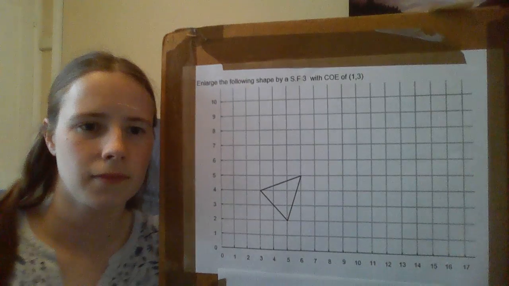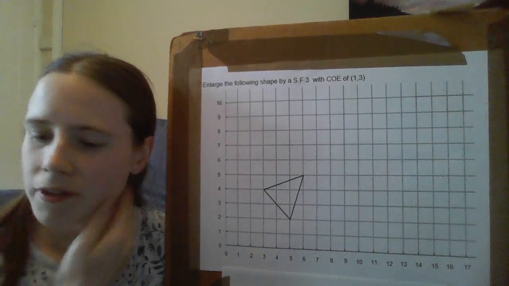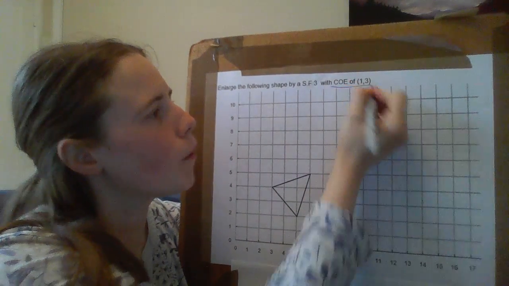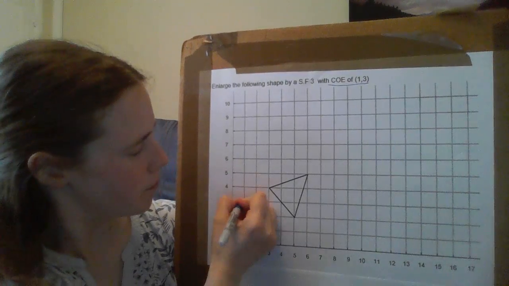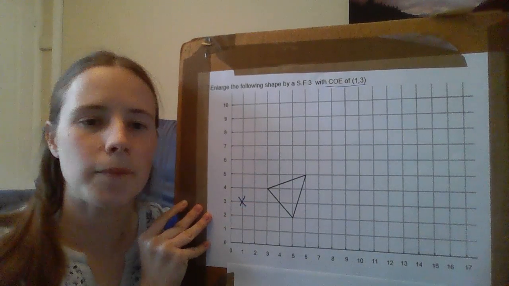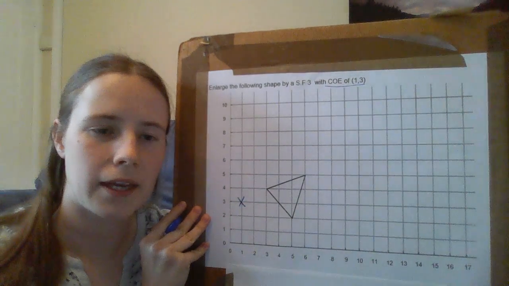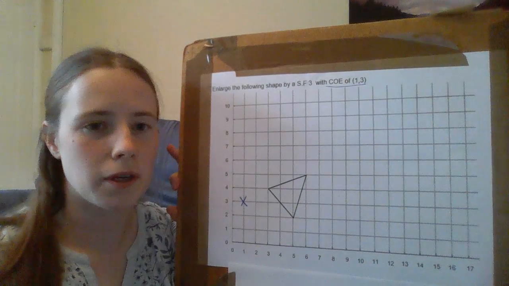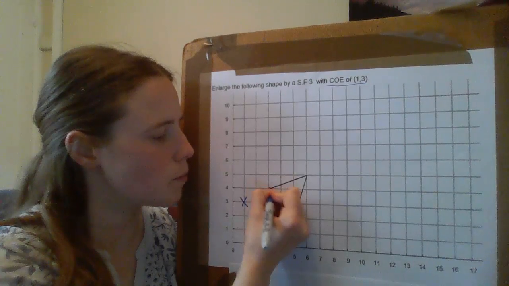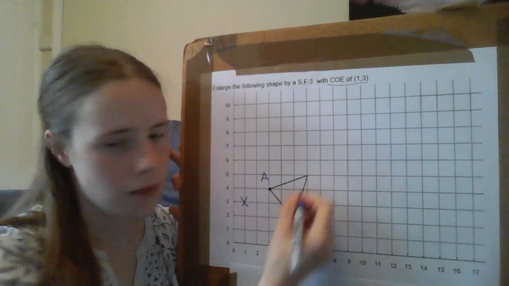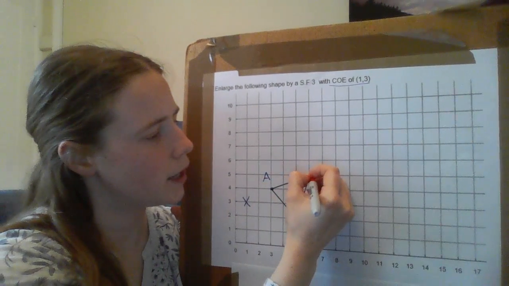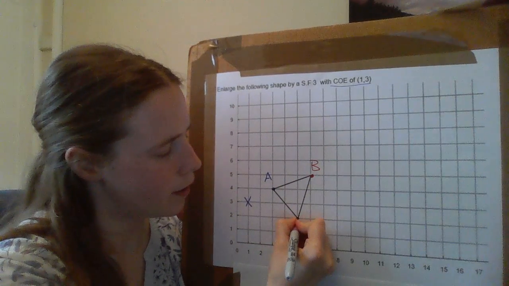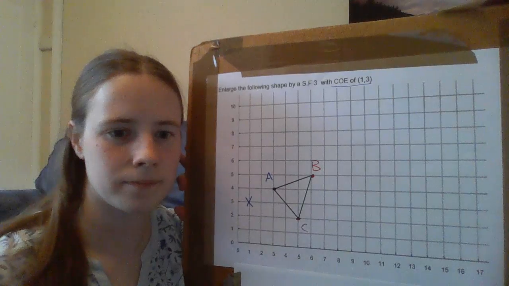Okay. Here's another example. So job number 1, put the centre of enlargement down. 1, 3. I'm going to do this one using the ray lines method. So I'm going to start by doing a ray line for this point here that I'm calling A. Then I'm going to do this point here that I'm calling B. Then I'm going to do this point here that I'm calling C.